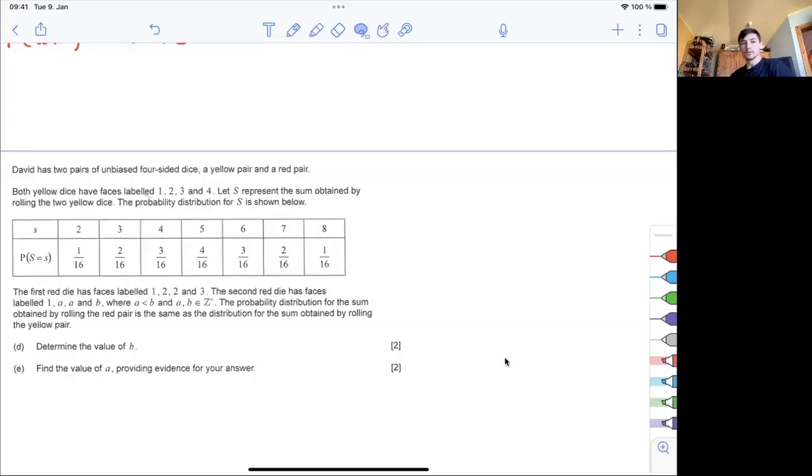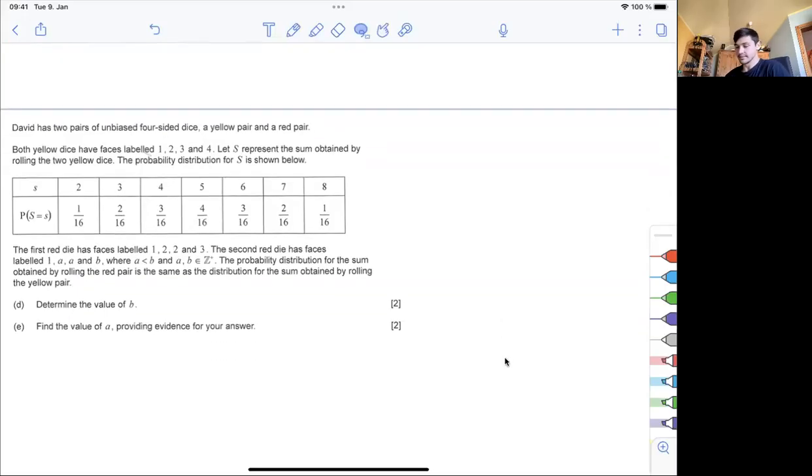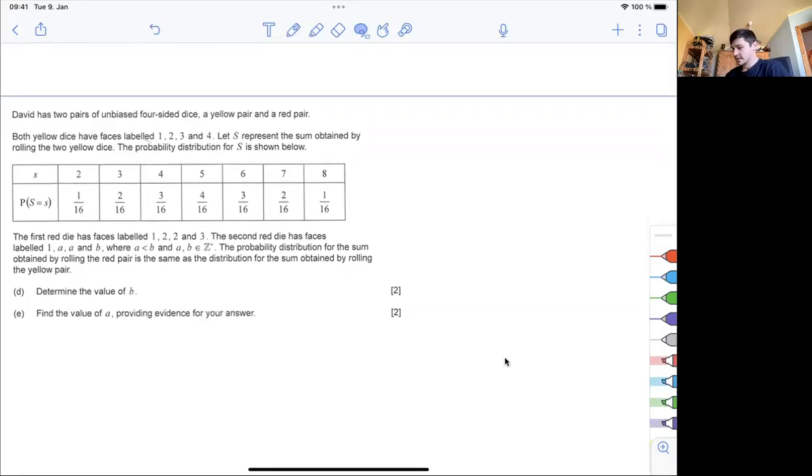Okay, so part D and E, I've brought them down to a new page. So David has two pairs of unbiased four-sided dice, a yellow pair and a red pair. Both yellow dice have faces labeled 1, 2, 3, and 4. Let S represent the sum obtained by rolling the two yellow dice. The probability distribution for S is shown below. Okay, cool, so that's given here.